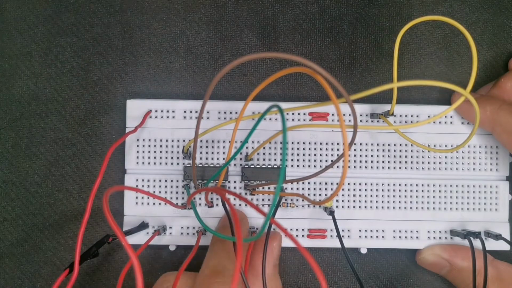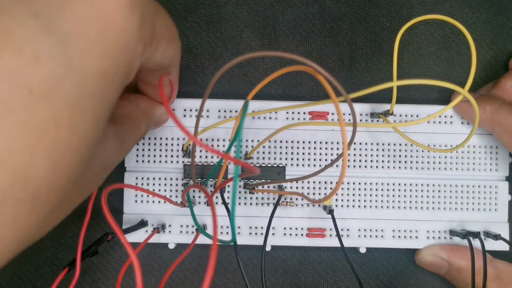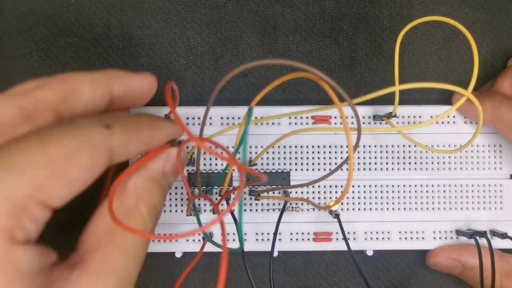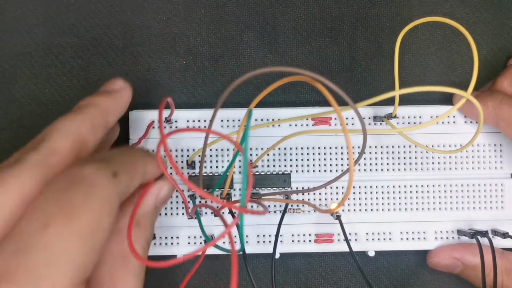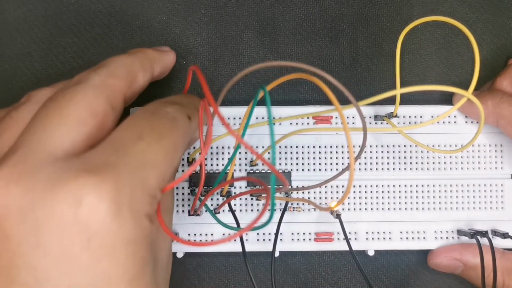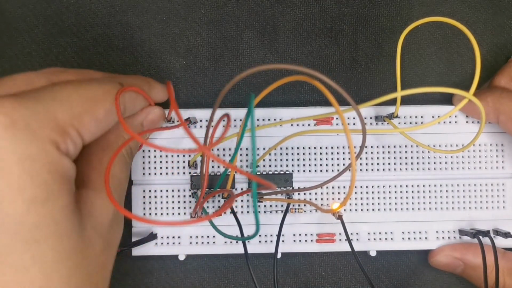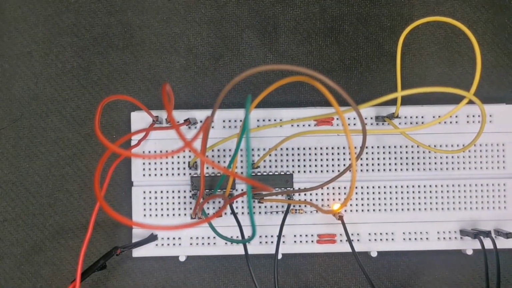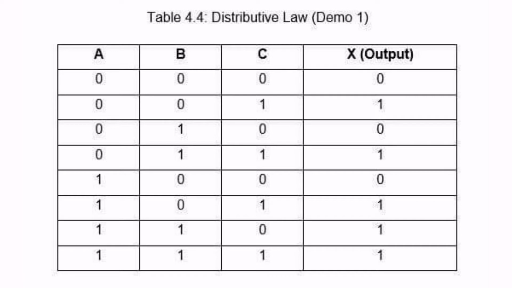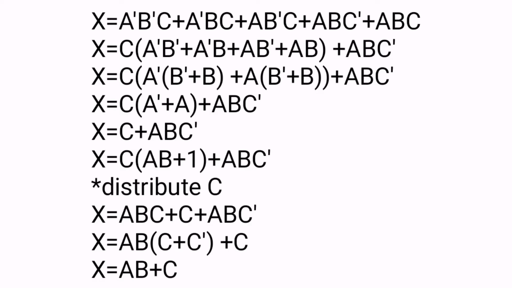The circuit gives us an output of logic 1 if only input C is logic 1, inputs B and C are 1, A and C are 1, A and B are 1, and all inputs are at logic 1. Otherwise, it is at logic 0. Based on the data gathered, we can derive the Boolean equation x equals a prime b prime c plus a prime bc plus ab prime c plus abc prime plus abc, and simplifying it, we will have an equation of x equals ab plus c.